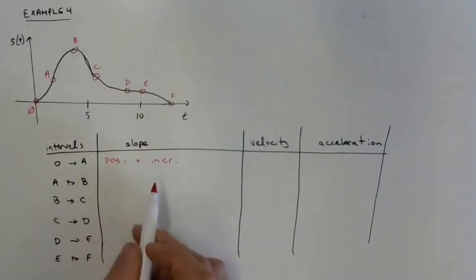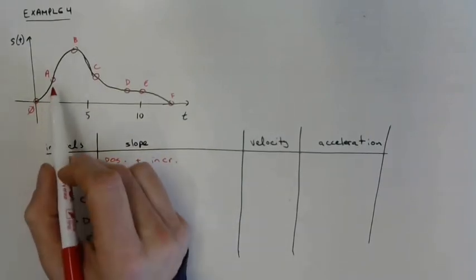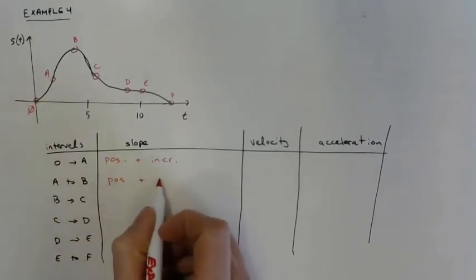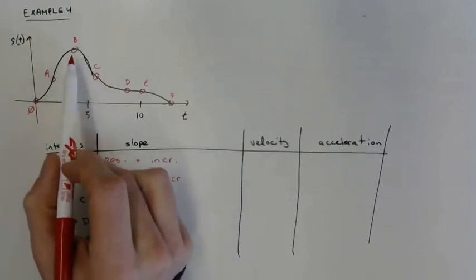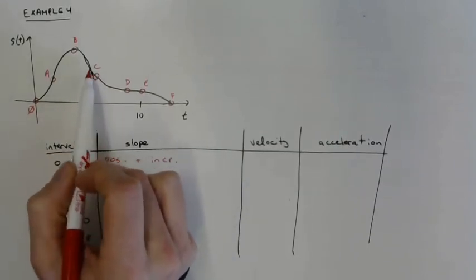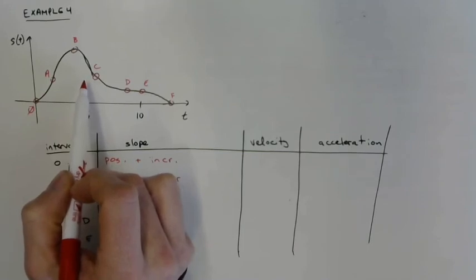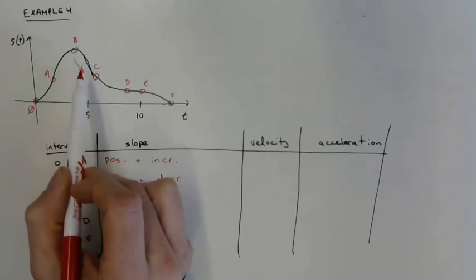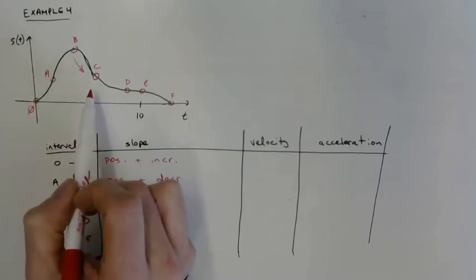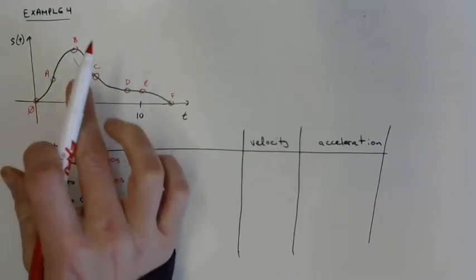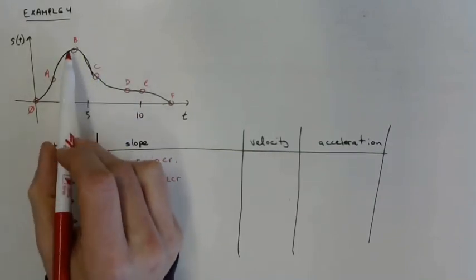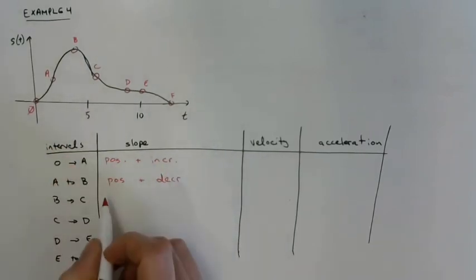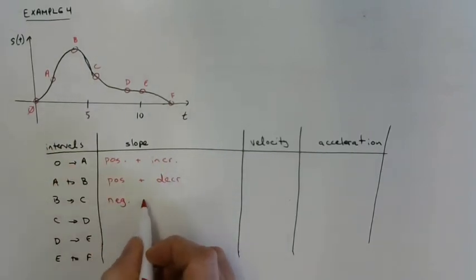Going to do it fairly quickly. I'm just going to write short forms of these words. Natasha, from A to B. Good. Jake, from B to C, positive or negative? The slope. So it's heading down. The value of the function is positive, but the slope is negative because it's heading down, and it's heading down faster and faster, which means it's negative and decreasing.